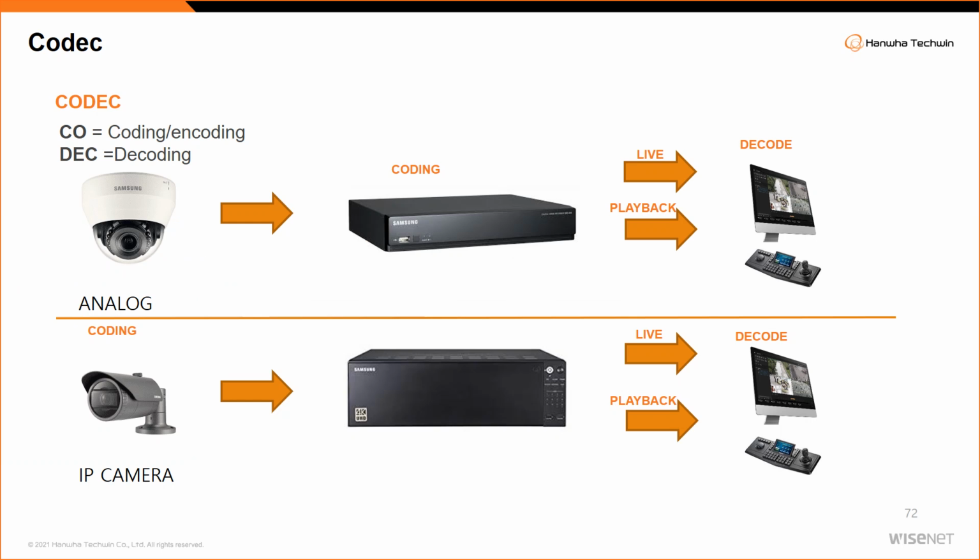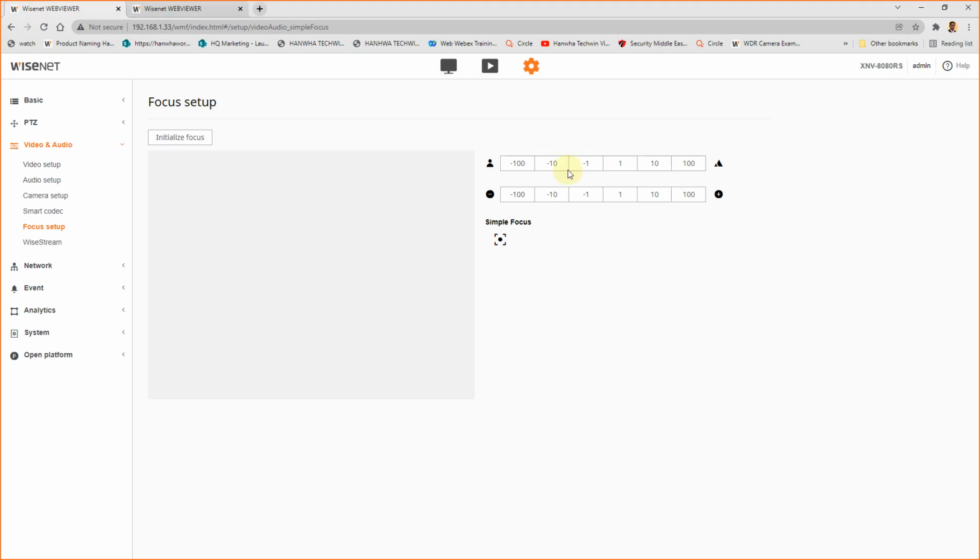So I have a question. If we use 4K, can we identify a person? Yeah, you can. Yes. So that is one of the benefits of using a 4K camera. You can cover a wide area and still get more pixels. For example, let's say this particular camera.